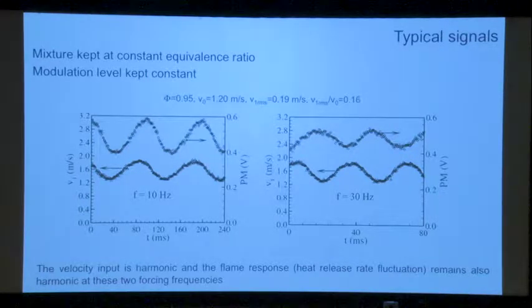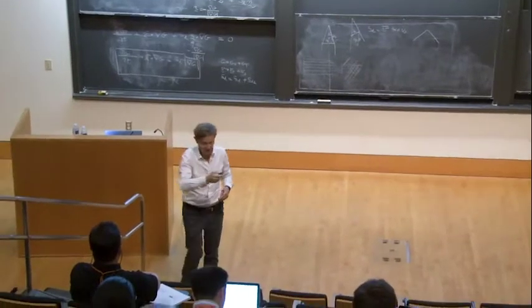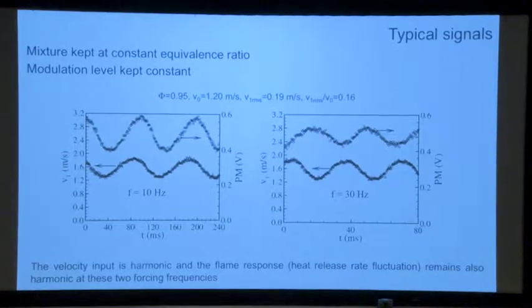You operate at a given frequency, and then you change the frequency. So this is the photomultiplier signal. It's the intensity. This is the velocity signal, V1. And this is at 10 hertz. This is at 30 hertz. These are conditions for this flame. These are typical signals. So again, this shows you the photomultiplier, and this shows you the velocity. And so definitely you see that you can get a transfer function. In this case, the transfer function can be obtained very easily.